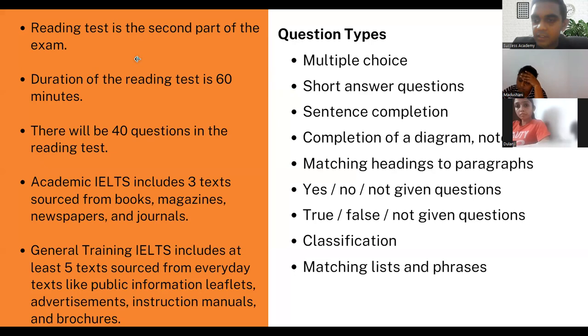We come to the reading test. The reading test is directly after the listening test. So first the listening test, then the reading test. The reading test is 60 minutes, 1 hour. There are 40 questions and 3 sections.